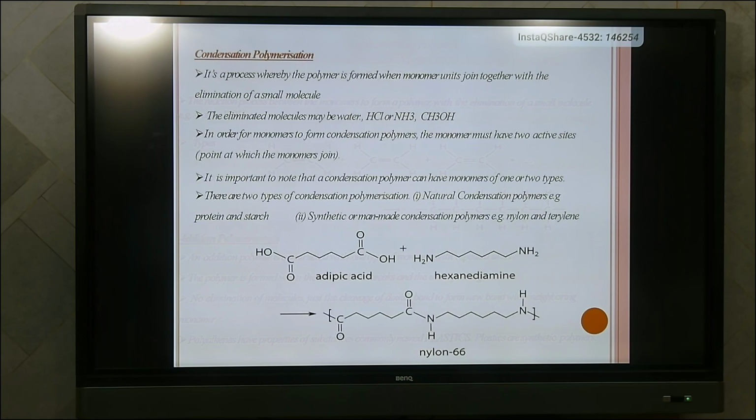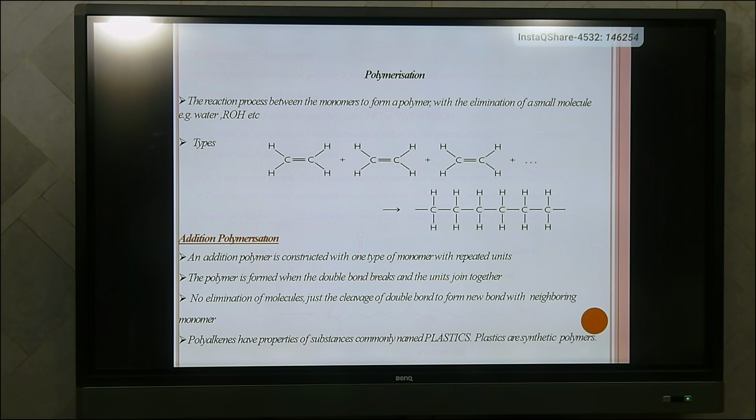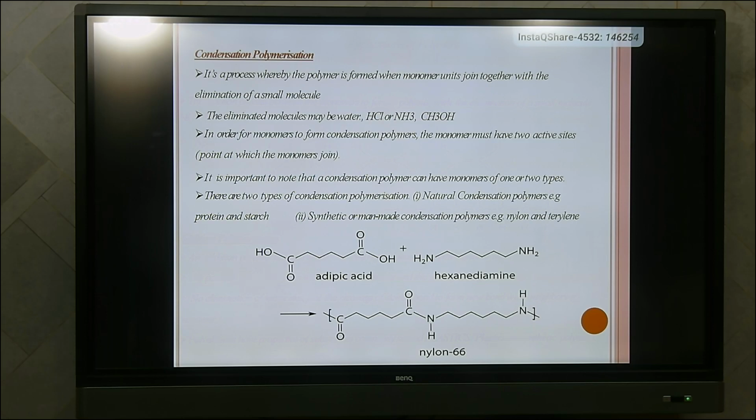Whereas in the case of condensation polymerization, two different monomers combine together to form a big polymer chain, through which there will be elimination of molecules. The eliminated molecule could be, for example, water, HCl, ammonia, or alcohol. In addition polymerization, there will be a single bond formation between one monomer and the other monomer. Examples are polyalkenes, polystyrene, etc. Then we'll go for condensation polymerization.